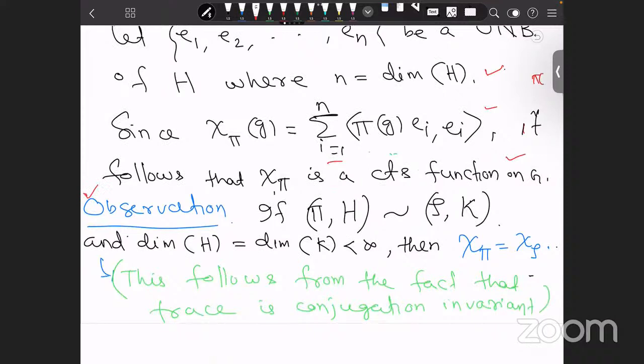There is a simple observation. If (pi, H) is equivalent to (rho, K), and the dimension of H and the dimension of K is finite, then chi_pi is equal to chi_rho. So this says that if pi and rho are equivalent, then the character of pi is the same as the character of rho. This follows from the fact that trace is a conjugation invariant. It can be proved easily using this fact.